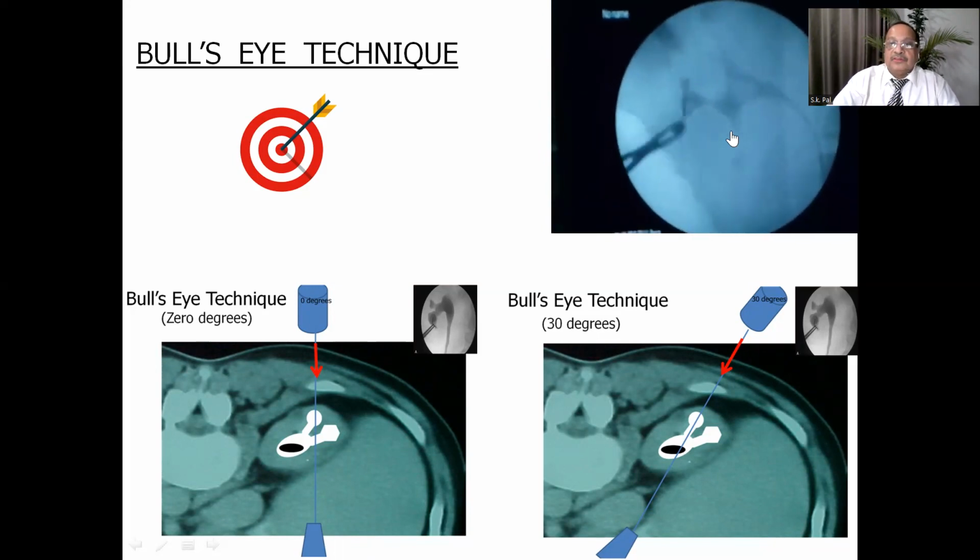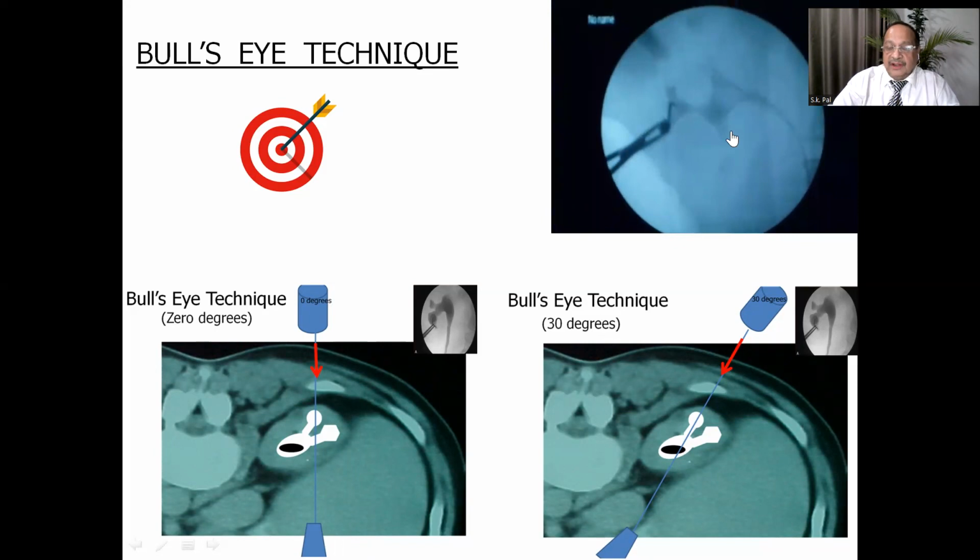This is called bullseye technique. But as you saw, the hands are getting exposed because your hands are coming in the way of the same X-ray beam image.